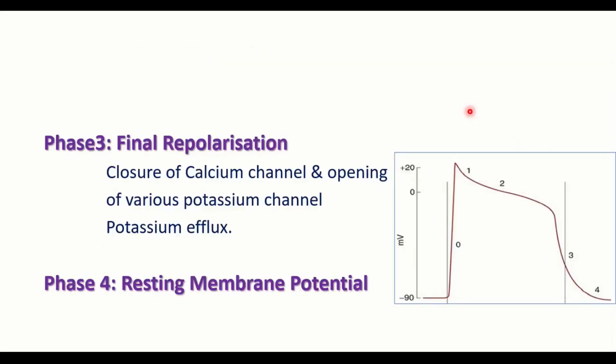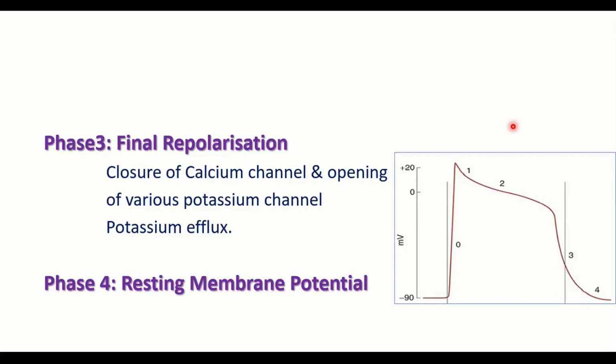Next is phase 3, that is final repolarization. Repolarization means, as I have already said, the membrane potential is returning back to its negativity inside of the cell membrane. So it has to pump more positive ions outside. During this phase, there is closure of the calcium channel and opening of multiple potassium channels, leading to potassium efflux. So when more positive ion, that is potassium, is given out, the membrane potential returns to its negativity, that is minus 90, which is the resting membrane potential, and this phase is known as phase 4.